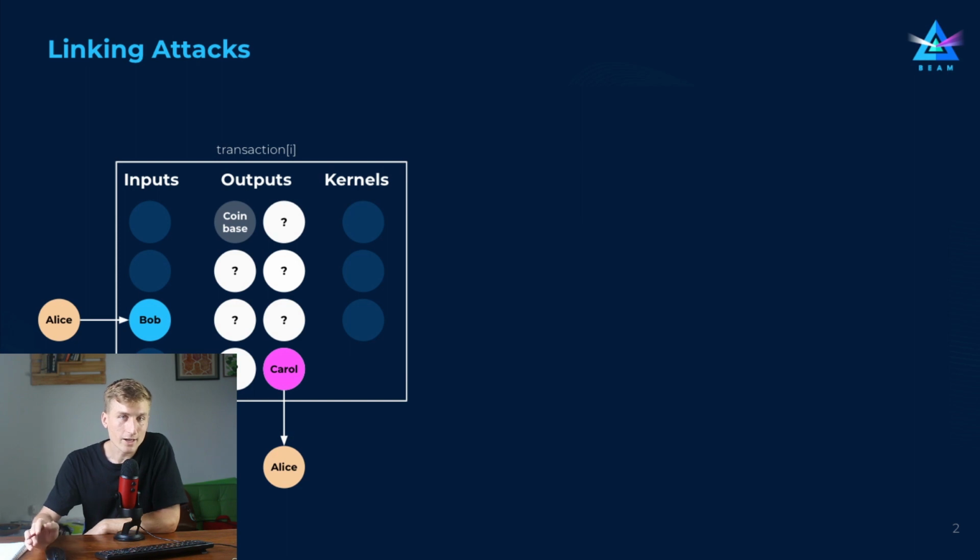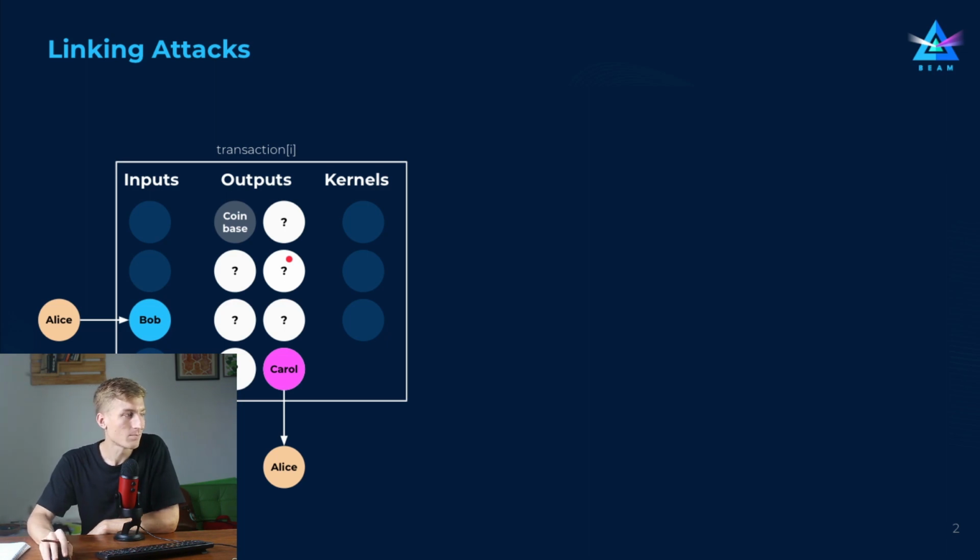Here's Bob's transaction to Carol shown a little bit differently. So remember, we have 4 inputs. One of them is Bob's. Let's say that Carol knows exactly which one is Bob's, all right? And then we have 8 outputs. One of them is Coinbase. The other 7 are equally likely to be Bob's intended recipient.